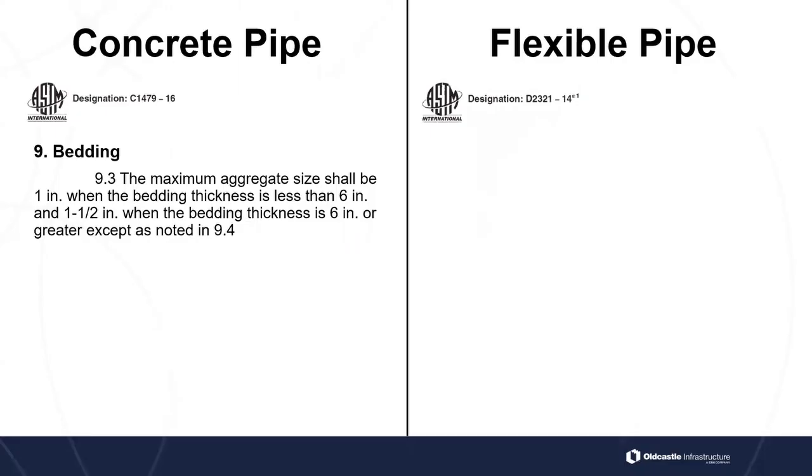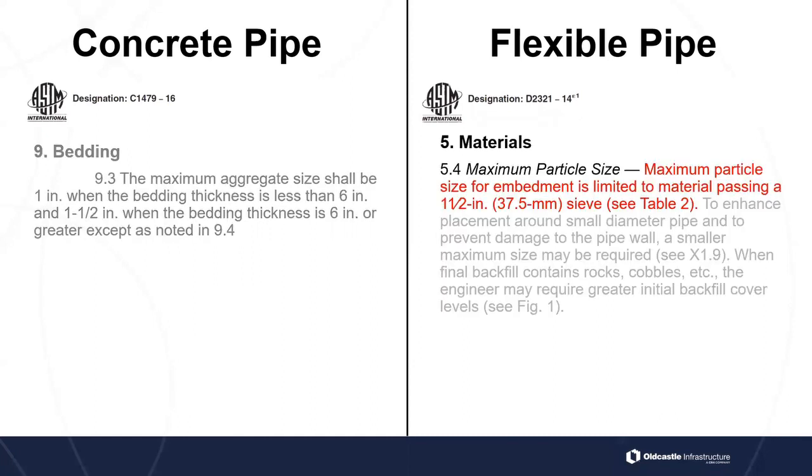Okay, so if we look at the bedding, we can look at the maximum aggregate size: 1 inch when the bedding thickness is less than 6 inches, and 1.5 inches where the bedding is 6 inches or greater. When we look at flexible pipes, similar here, maximum particle size for embedment is limited to material passing a 1.5 inch sieve. To enhance placement around small diameter pipe and to prevent damage to the pipe wall, a smaller maximum particle size may be required. So that's from Appendix X.